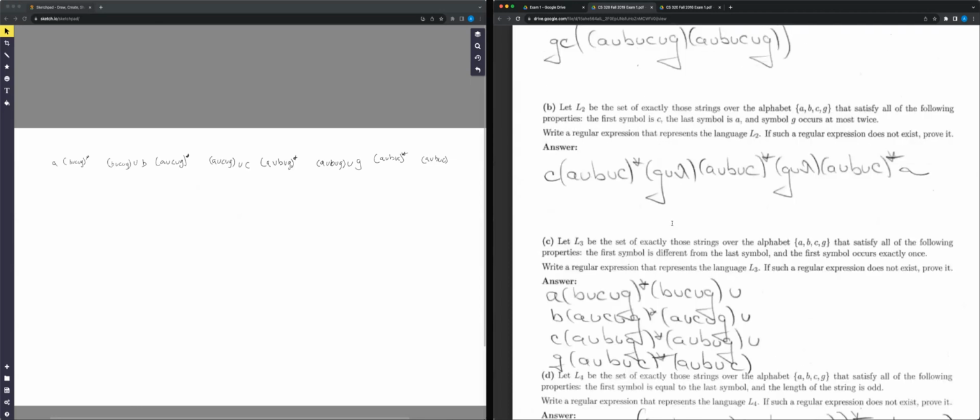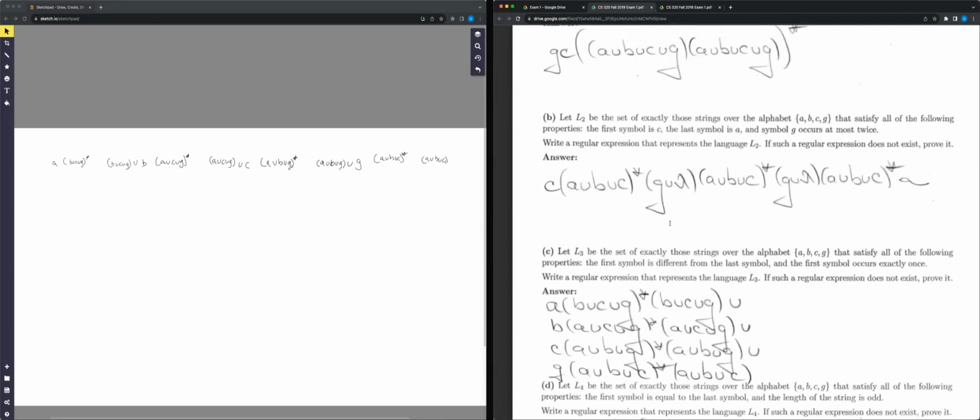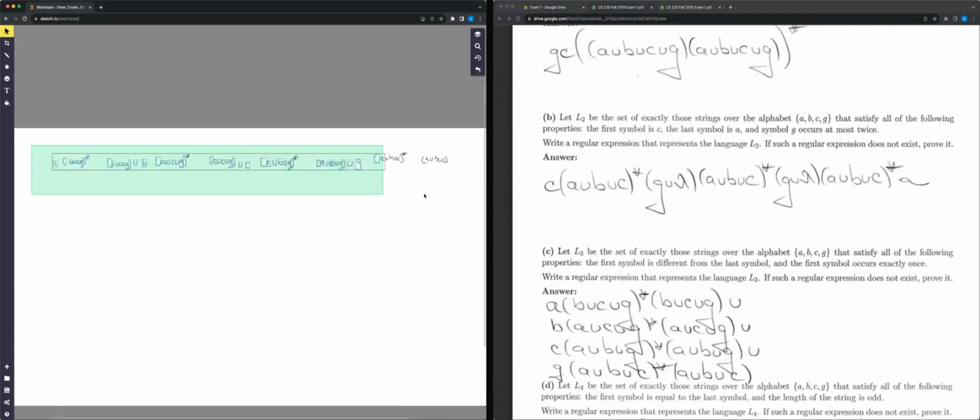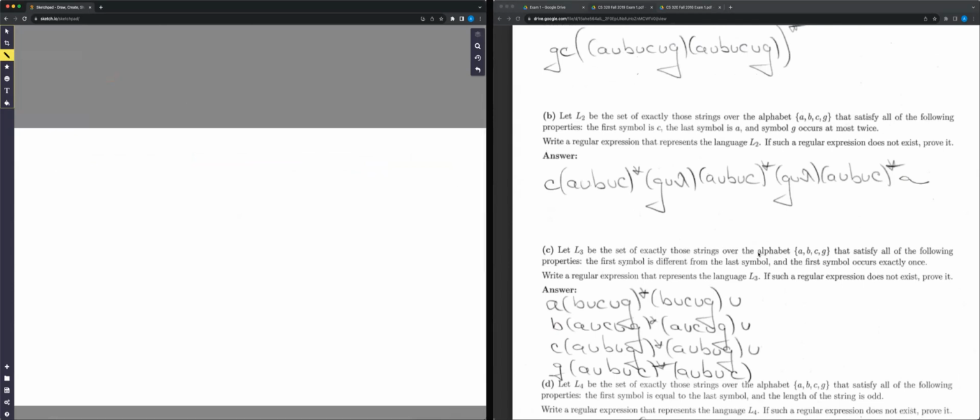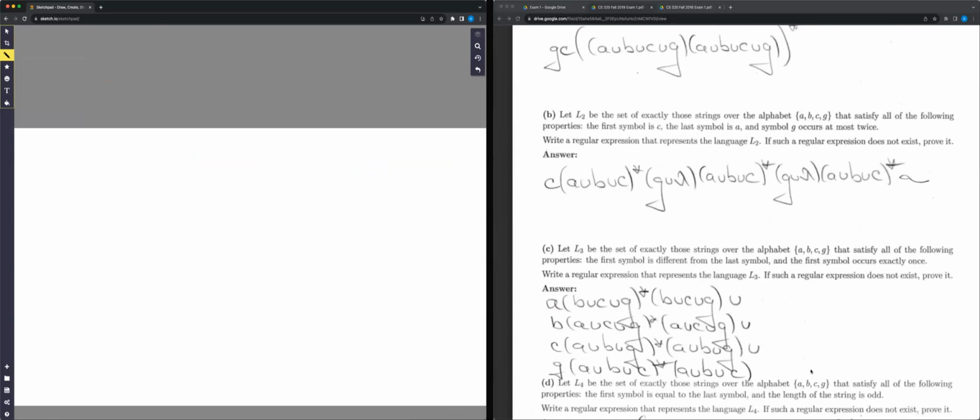Let's move on to the last one of these, and then we'll have to go on to the next topics. Okay, let L4 be exactly those strings over the alphabet A, B, C, G that satisfy the following properties. The first symbol is equal to the last symbol. The length of the string is odd.